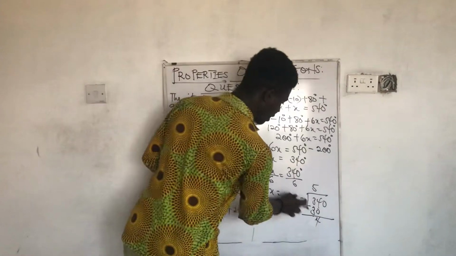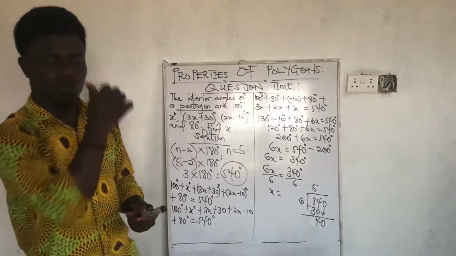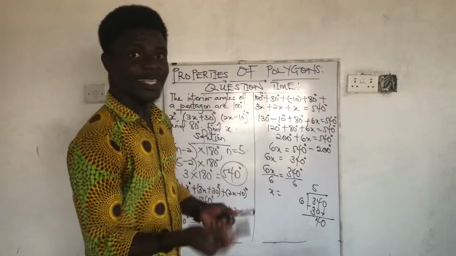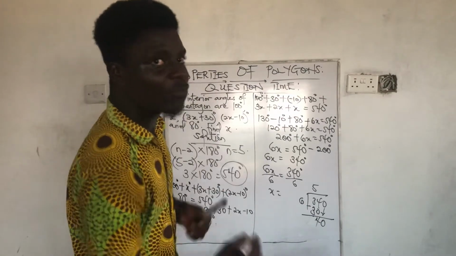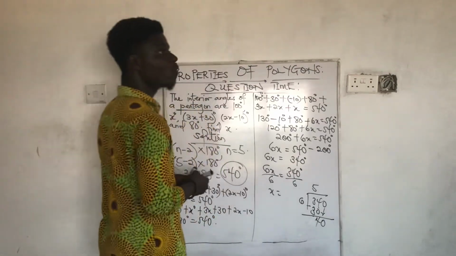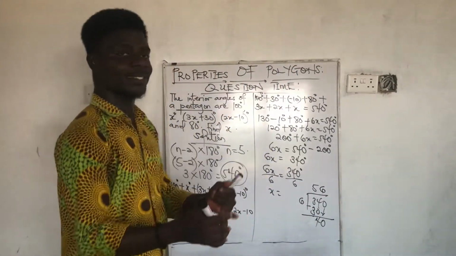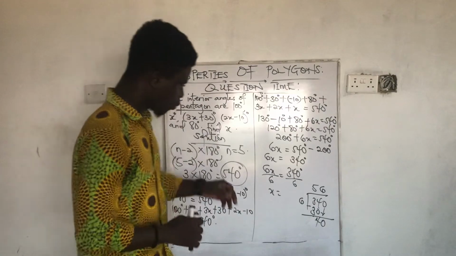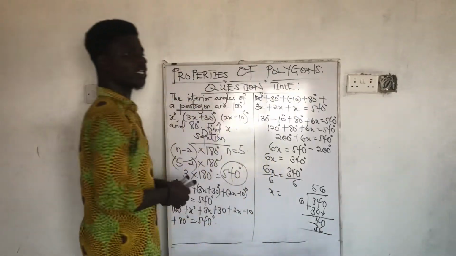So now, can 6 go into 4? No. So we drop this 0, making 40. So 6 goes into 40 how many times? 6, 6 is 36, 6, 7 is 42. Do you understand that? So 6 goes into 40 six times, right? Because 6, 6, 36, 6, 7, 42, 6, 8, 48. So please take note. So 6 goes into 40 six times. 6 times 6 is 36.